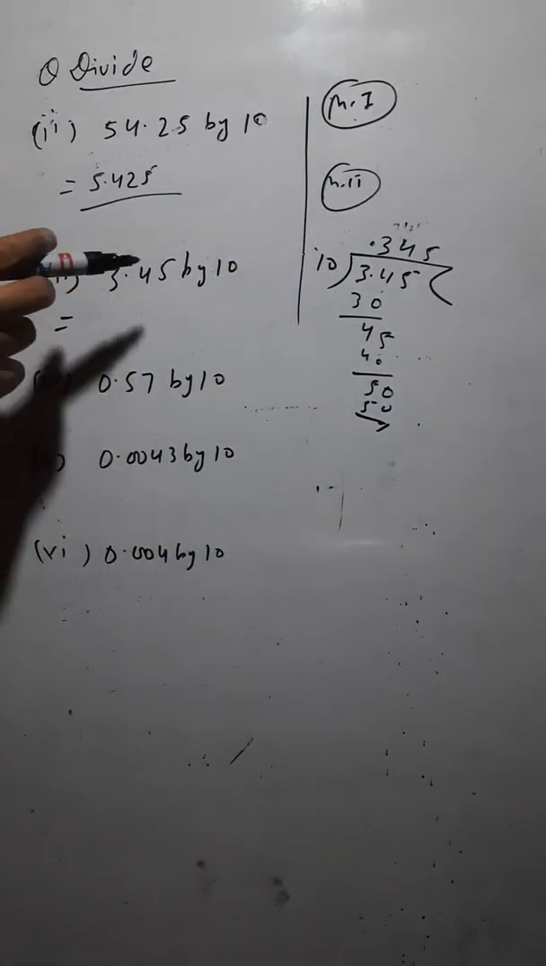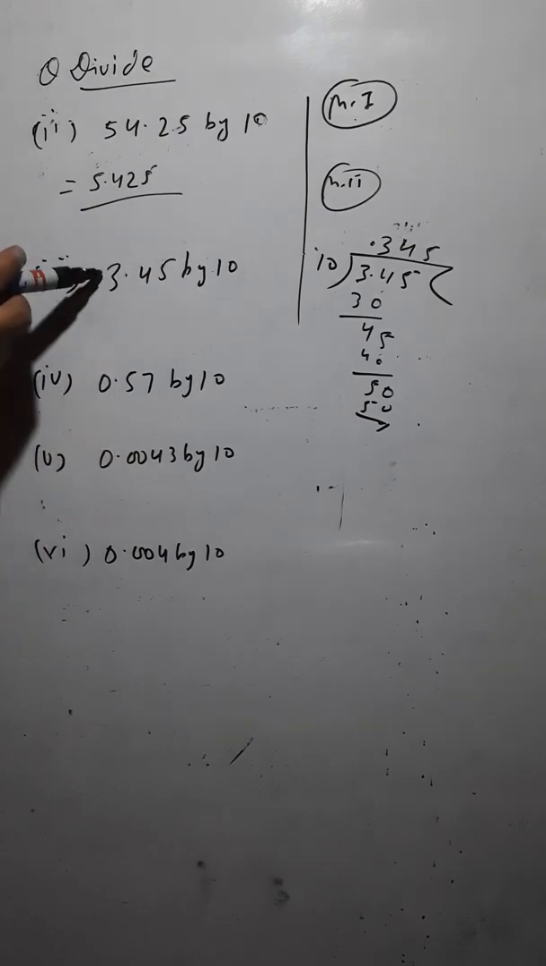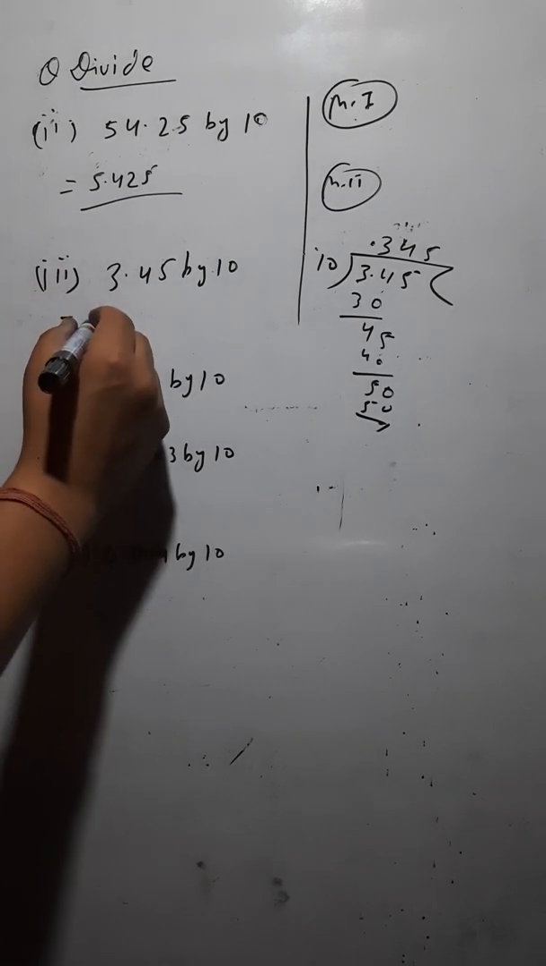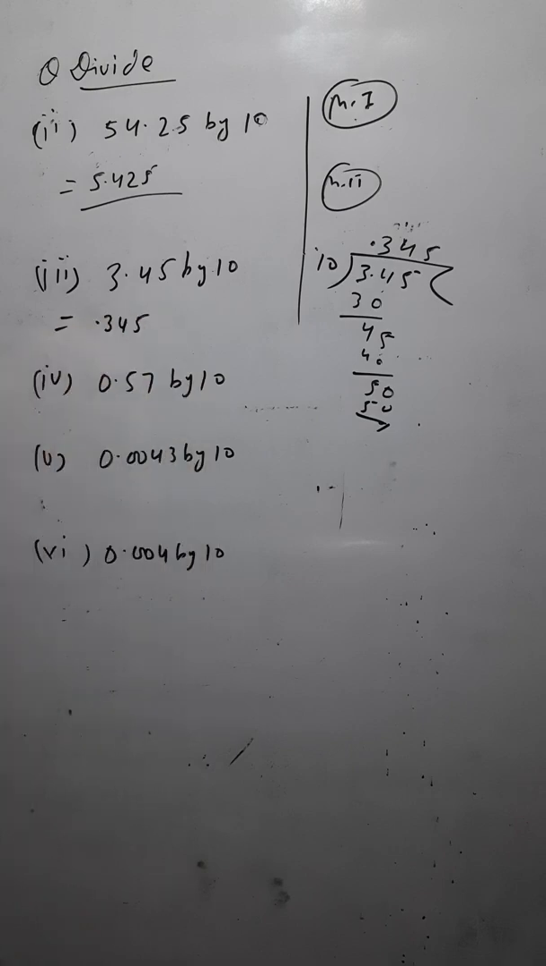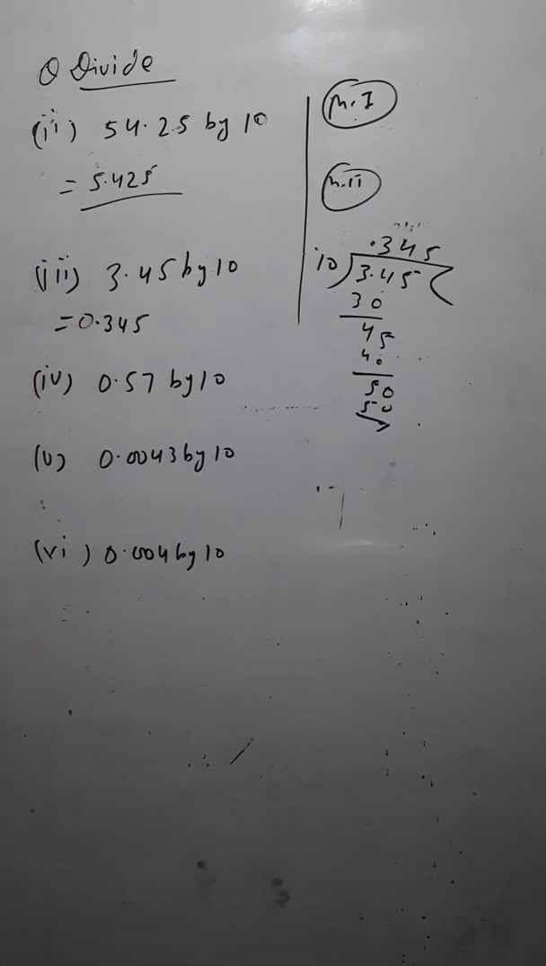Means you are dividing by 10. You have only 10 there. So this decimal would shift one place here. So the answer would be 0.345. Isn't it? Okay. Similarly, you have to do this one question also, and this one question. Try this question yourself. Okay.